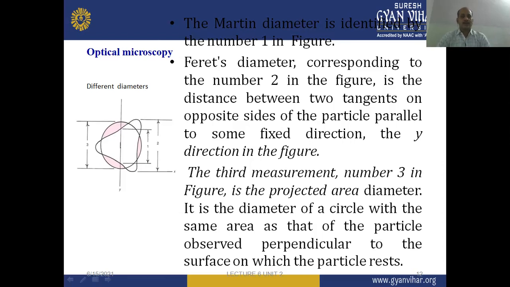So these are the three types of diameters. Optical microscopy contains three types of diameter: one is the Feret diameter, the Martin diameter, and the third one is the projected area diameter.